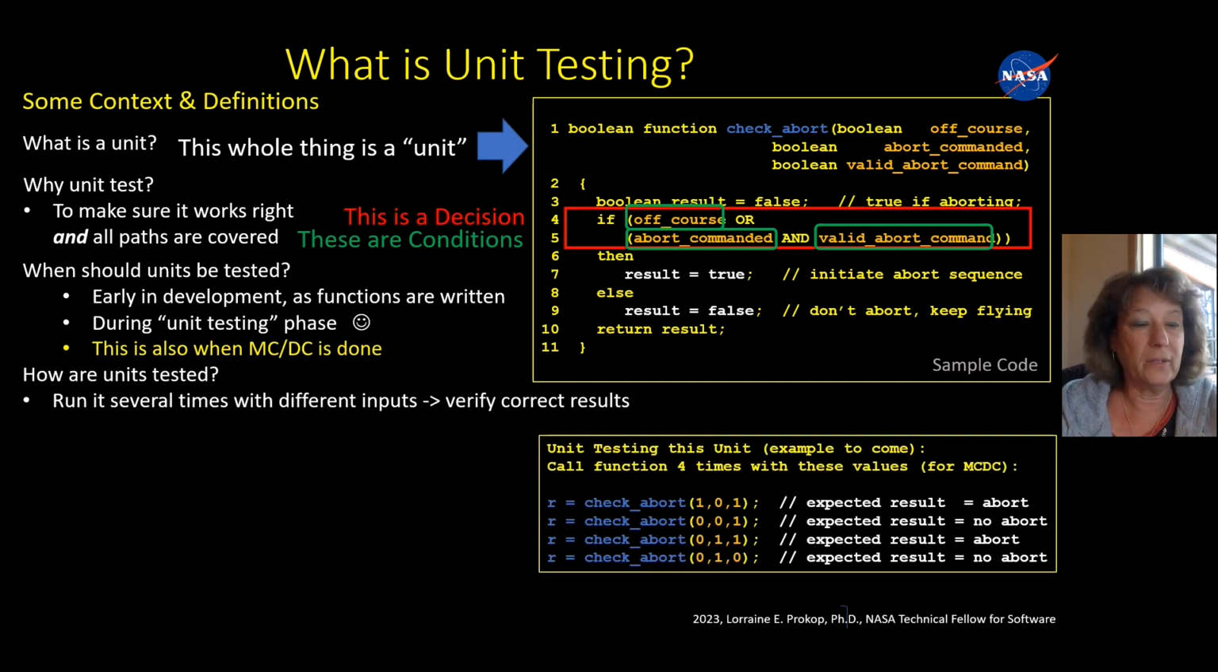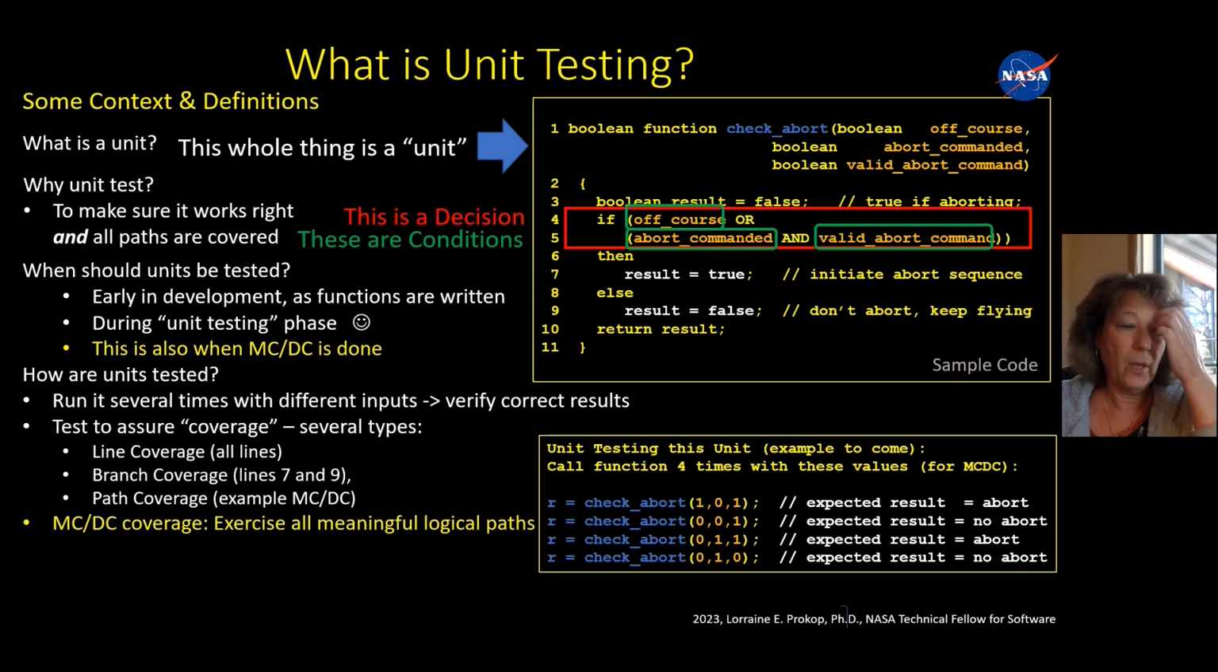How are units tested? Basically, you usually use a test framework that calls this function, I'm calling it checkabort, multiple times. So in this case, you'd call it 4 times. This would actually do a full MCDC testing of that unit. Each time, you test to make sure the expected result is what you wanted, and this tests all the paths. I'm going to go through this in an example.